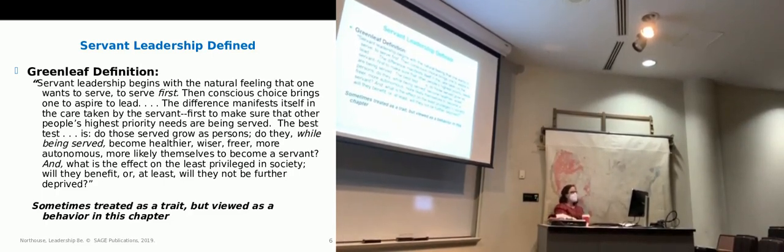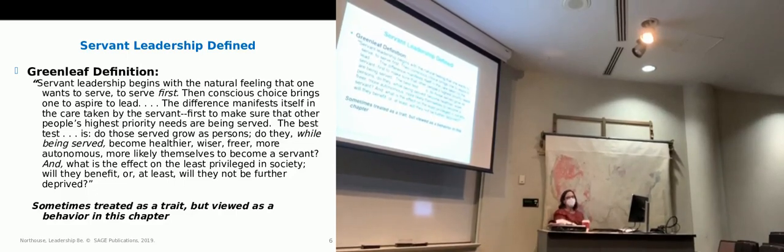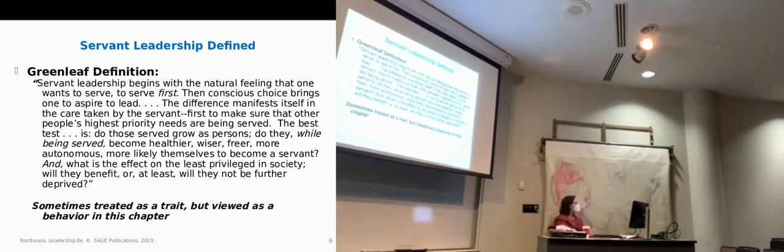What else about this definition is different than some of our other definitions of leadership or some of our other theories?